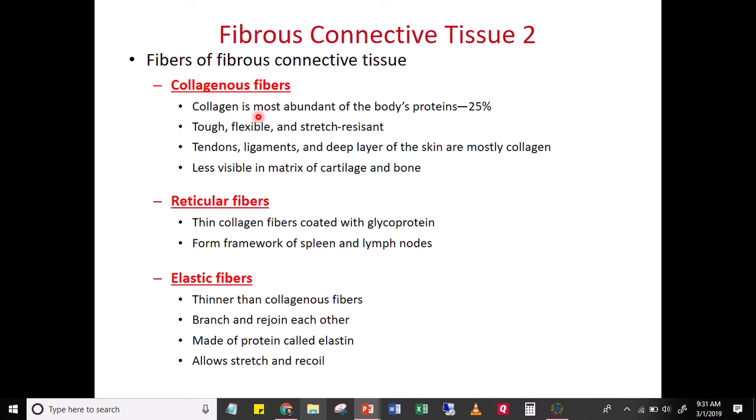A classic example is hyaline cartilage. Hyaline cartilage does have collagen in its extracellular matrix, but it's a form of collagen that's very difficult to see in that extracellular matrix.